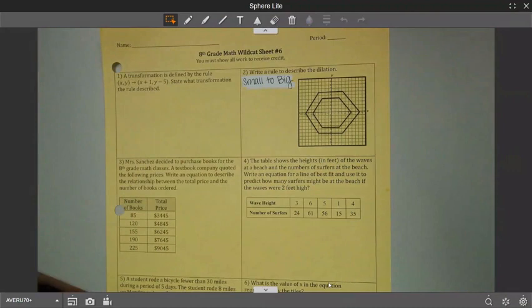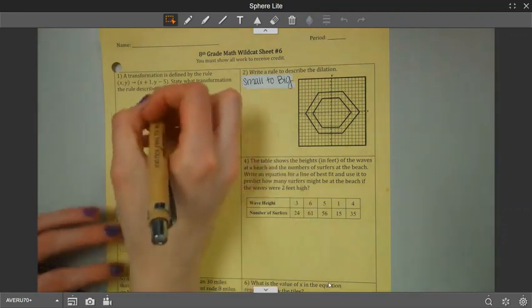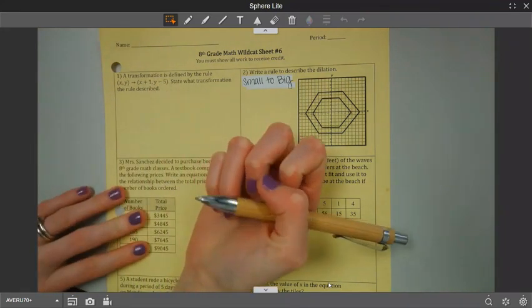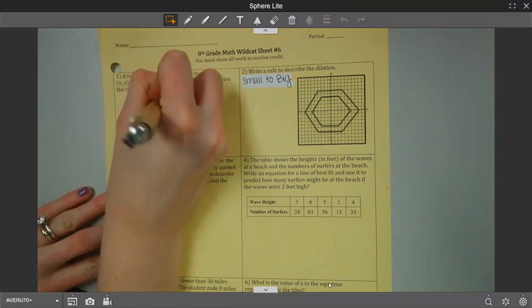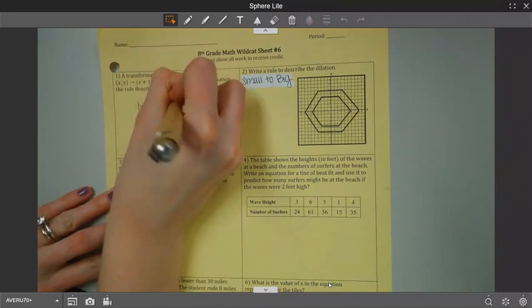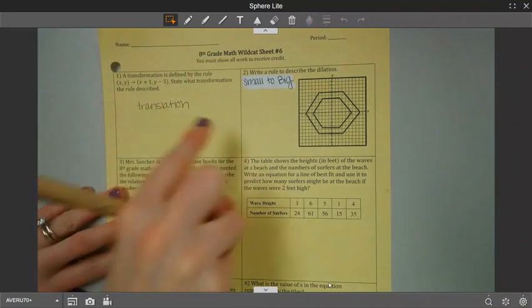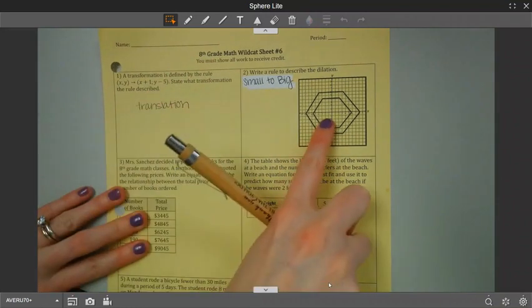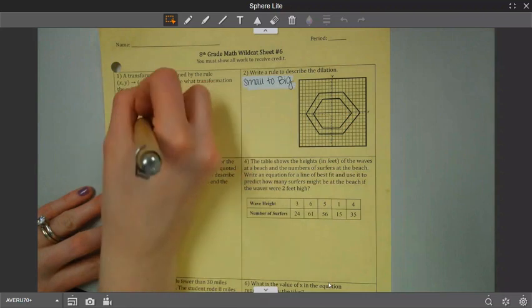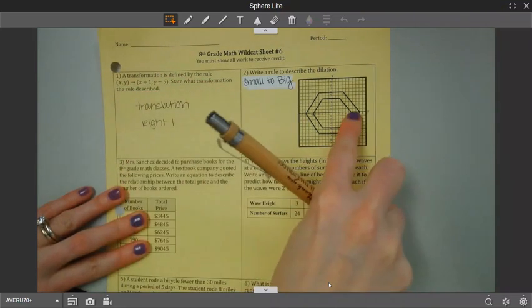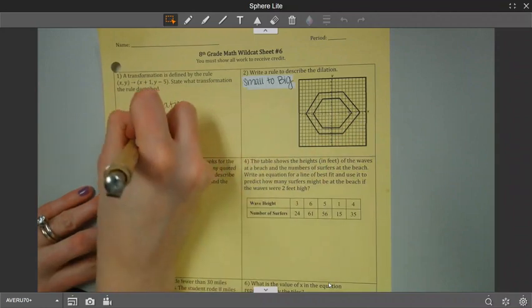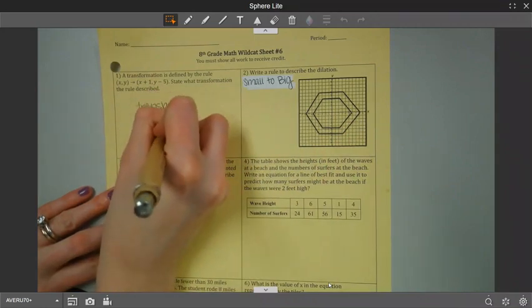So a transformation is defined by the rule (x, y) becomes (x plus 1, y minus 5). State what transformation the rule describes. Anytime you're adding or subtracting, there's only one transformation that's happening, and it is a translation. Whenever you're adding or subtracting, it's a translation. And the plus 1, well, positives for x are to the right, so that would be right 1, and it would be down 5 because it was y minus 5.